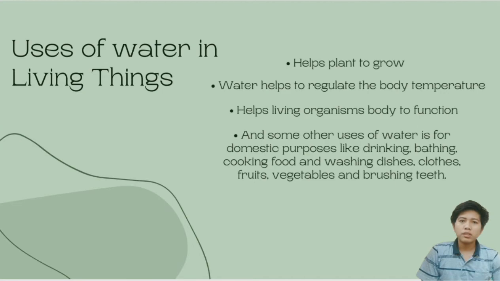So the uses of water to living things, here are some examples. So first is helps plants to grow. Second is water helps to regulate the body temperature of an organism. Third is it helps living organism body to function. And some other uses of water is for domestic purposes like drinking, bathing, cooking food and washing dishes, clothes, fruits, vegetables, and brushing teeth.